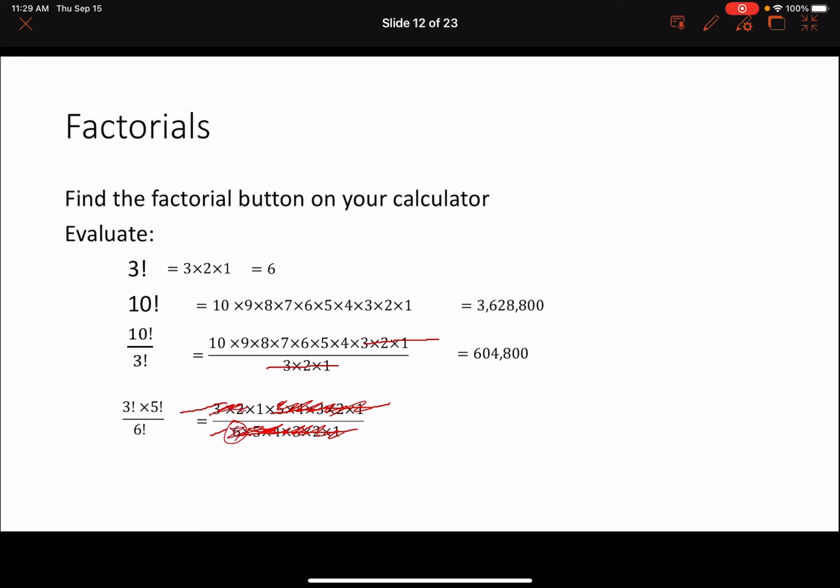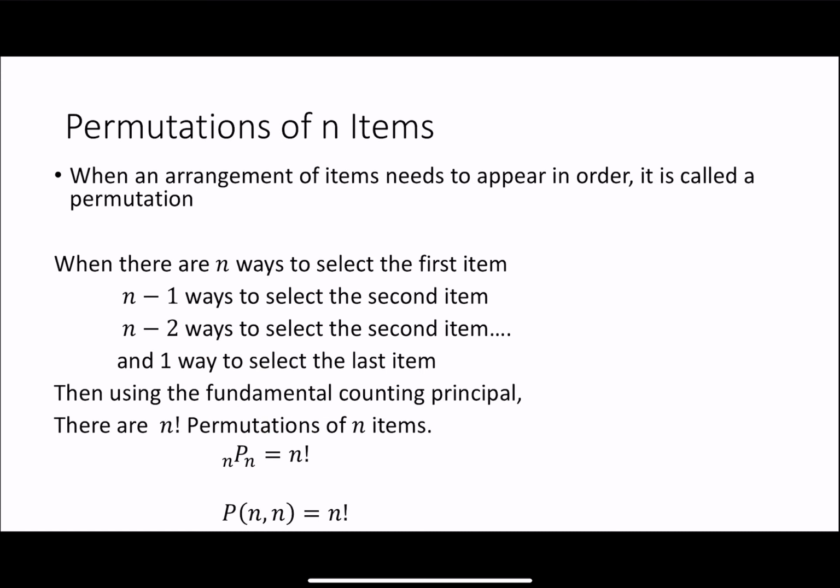And it gets crossed out, and you end up with a value of 1. And if your calculator gives that, then you know you're using your calculator correctly as well.